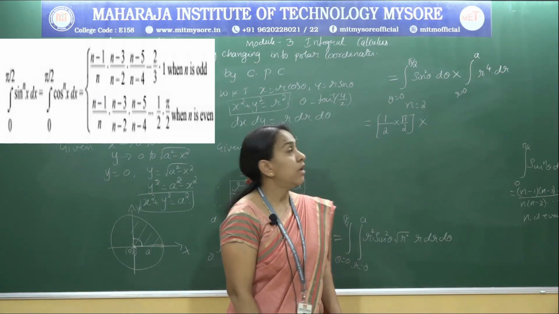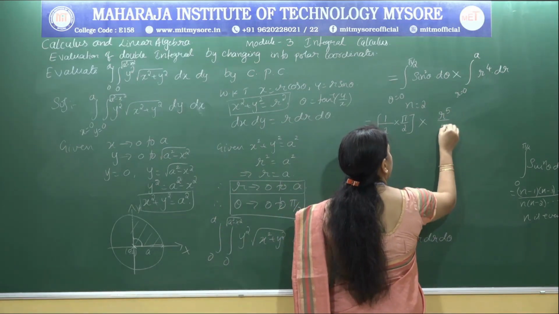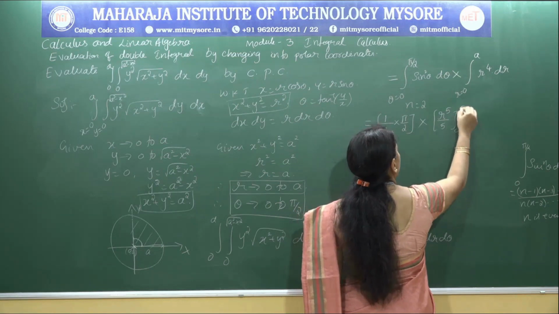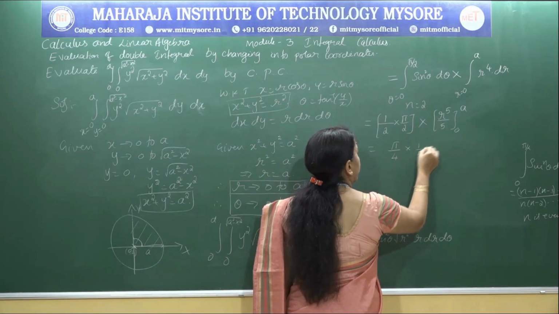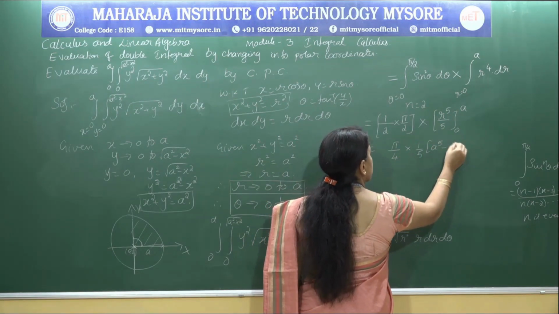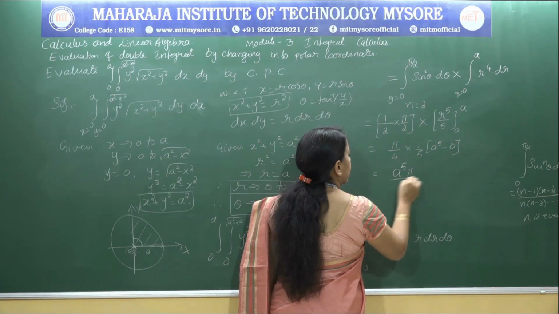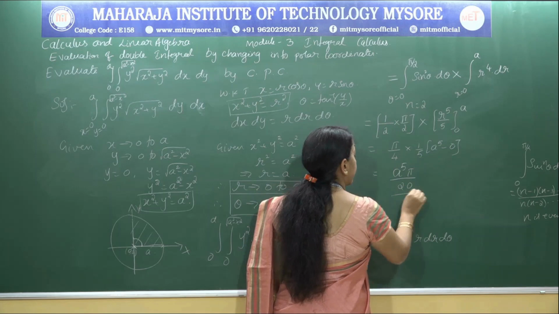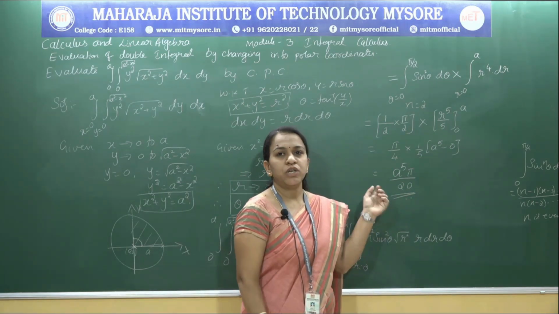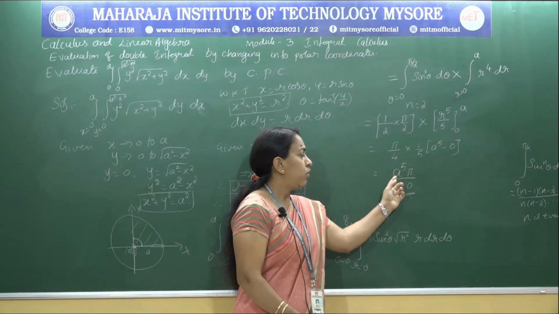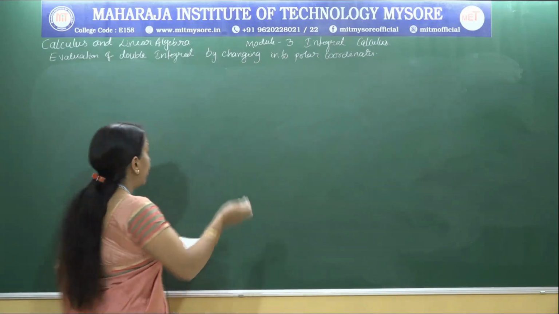The second part is the integral of r to the power of 4, that is r to the power of 5 by 5 between the limits 0 to a. So we have pi by 4 into 1 by 5 into a to the power of 5 minus 0, which is nothing but a to the power of 5 into pi by 4 into 5, that is 20. The evaluated result of the given double integral by changing into polar coordinates is pi into a to the power of 5 by 20.